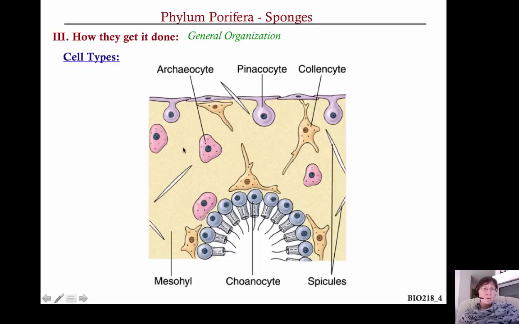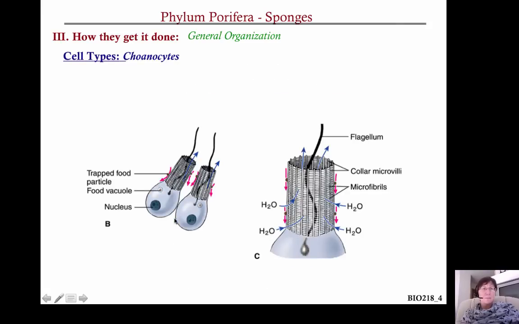And then the rest of the body of the sponge, in between the outer layers and the inner layers, is all composed of this sort of mesoglea called mesohyl. It's this gelatinous matrix. So let's go through each of these cell types in a bit more detail.